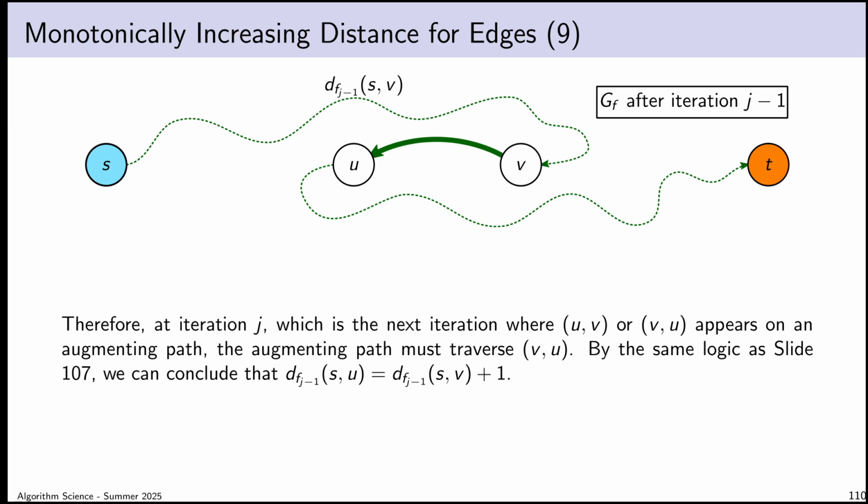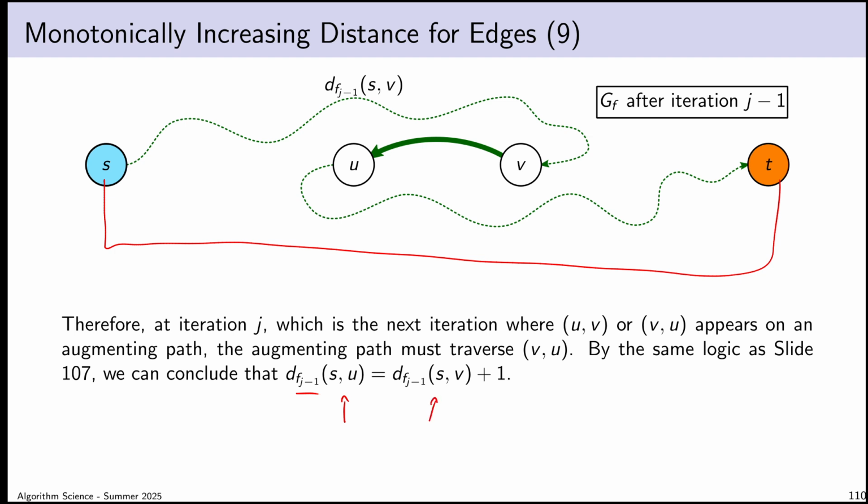We now know that v must come first. We go to v, and then from v we go to u, pushing flow from v to u. By the same logic as earlier, the augmenting path I chose at iteration j is a shortest path from s to t. So at the end of iteration j minus 1, the distance from s to u is going to be the distance from s to v, all plus 1.